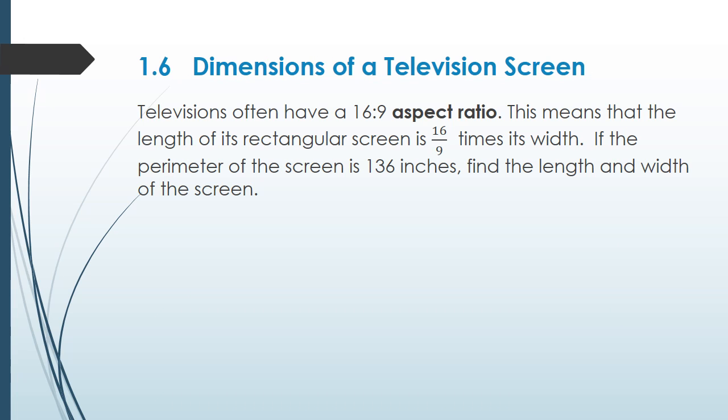First word problem. Televisions often have a 16:9 aspect ratio. This means that the length of the rectangular screen is 16/9 times the width. If the perimeter is 136 inches, find the length and the width of the screen. I suggest you make yourself a sketch, write down what you know, write down the formulas that are involved. Pause the recording, give it a try, resume the recording to check your answers.